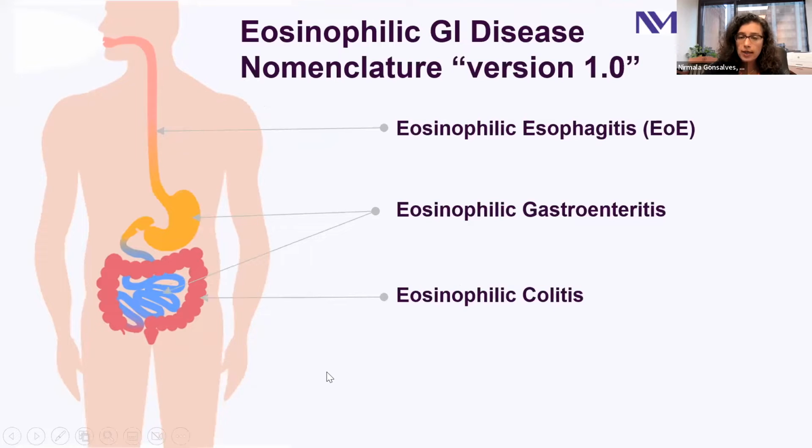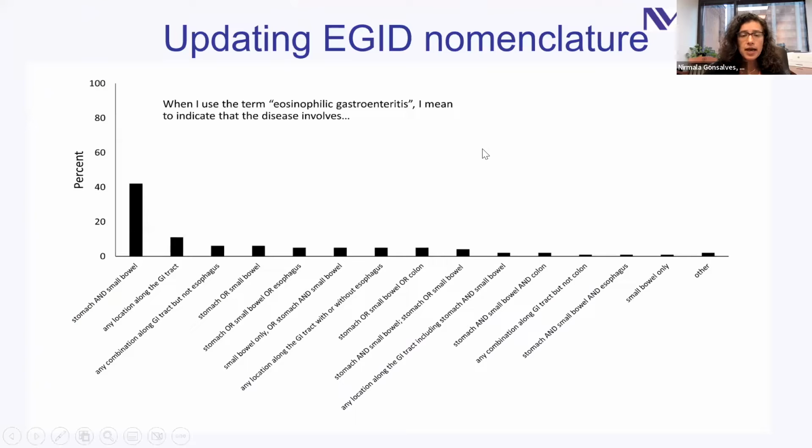So how do we currently name eosinophilic GI disease? Version 1.0, or what used to be, was if disease was isolated to the esophagus, we called it eosinophilic esophagitis, or EoE. If disease involved both the stomach and the small intestine, it was called eosinophilic gastroenteritis. If it was isolated to the colon, it was called eosinophilic colitis. However, there was quite a bit of confusion over this term eosinophilic gastroenteritis and how it was being used. And this really highlighted the need to update this EGID nomenclature.